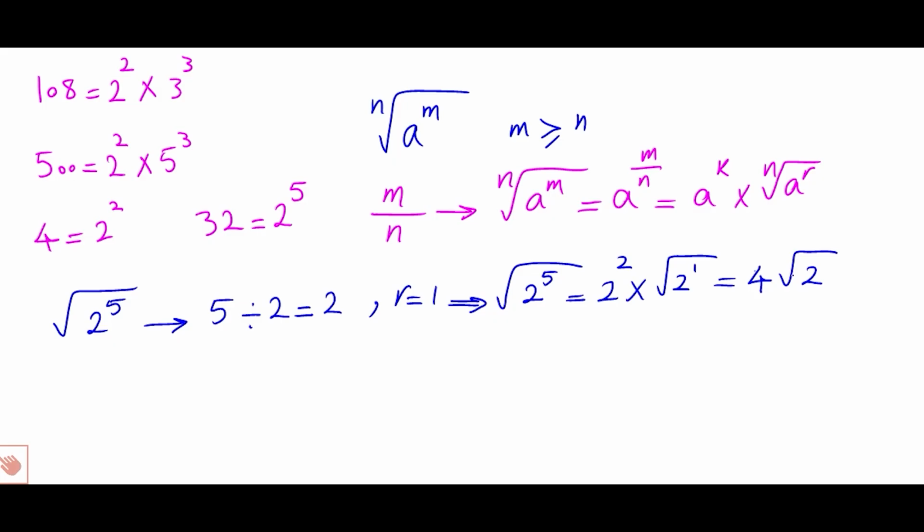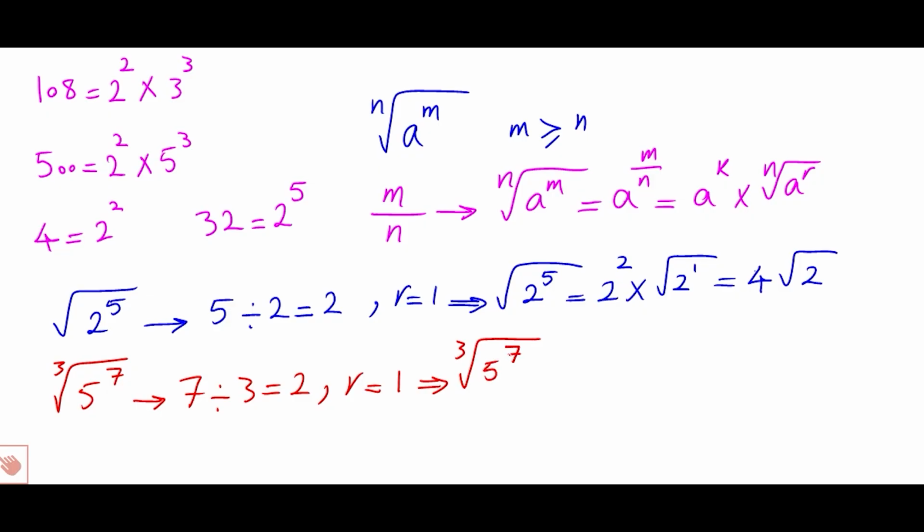And let's try another one with the cube root. The cube root of 5 to the power of 7. Okay, divide 7 by 3. The quotient is 2 and the remainder is 1. So the cube root of 5 to the power of 7 is equal 5 squared times the cube root of 5. So 5 squared is 25 times the cube root of 5.